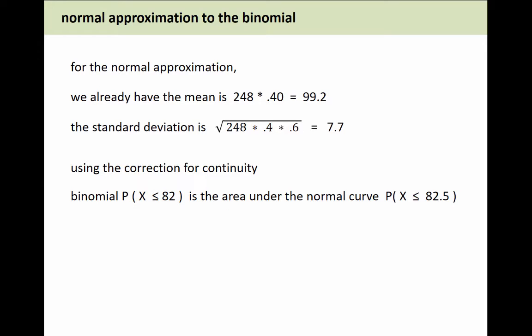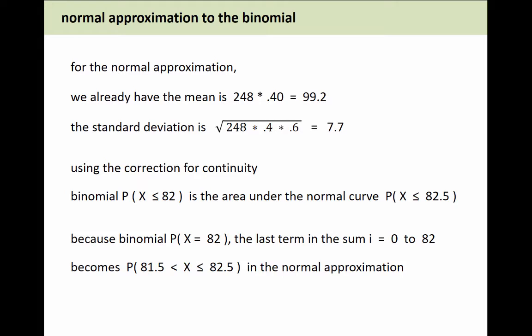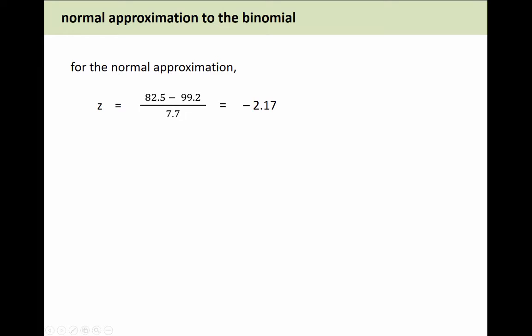Now, to use the correction for continuity, we're going to think about what happens around that upper limit of 82. We're actually going to find the area under the normal curve less than 82.5. Why? Because the probability x is equal to 82, the last term in that binomial sum from 0 to 82, with the correction for continuity, is the area between 81.5 and 82.5. So that's how we're going to apply it.